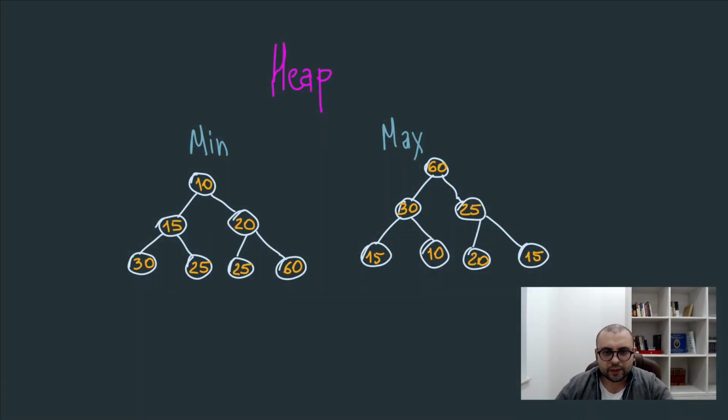Today we'll be implementing the heap data structure in Rust. Before that, let's review what a heap is on our whiteboard. When we're talking about a heap, actually, in nature there are two types. It's a MinHeap and a Max Heap.